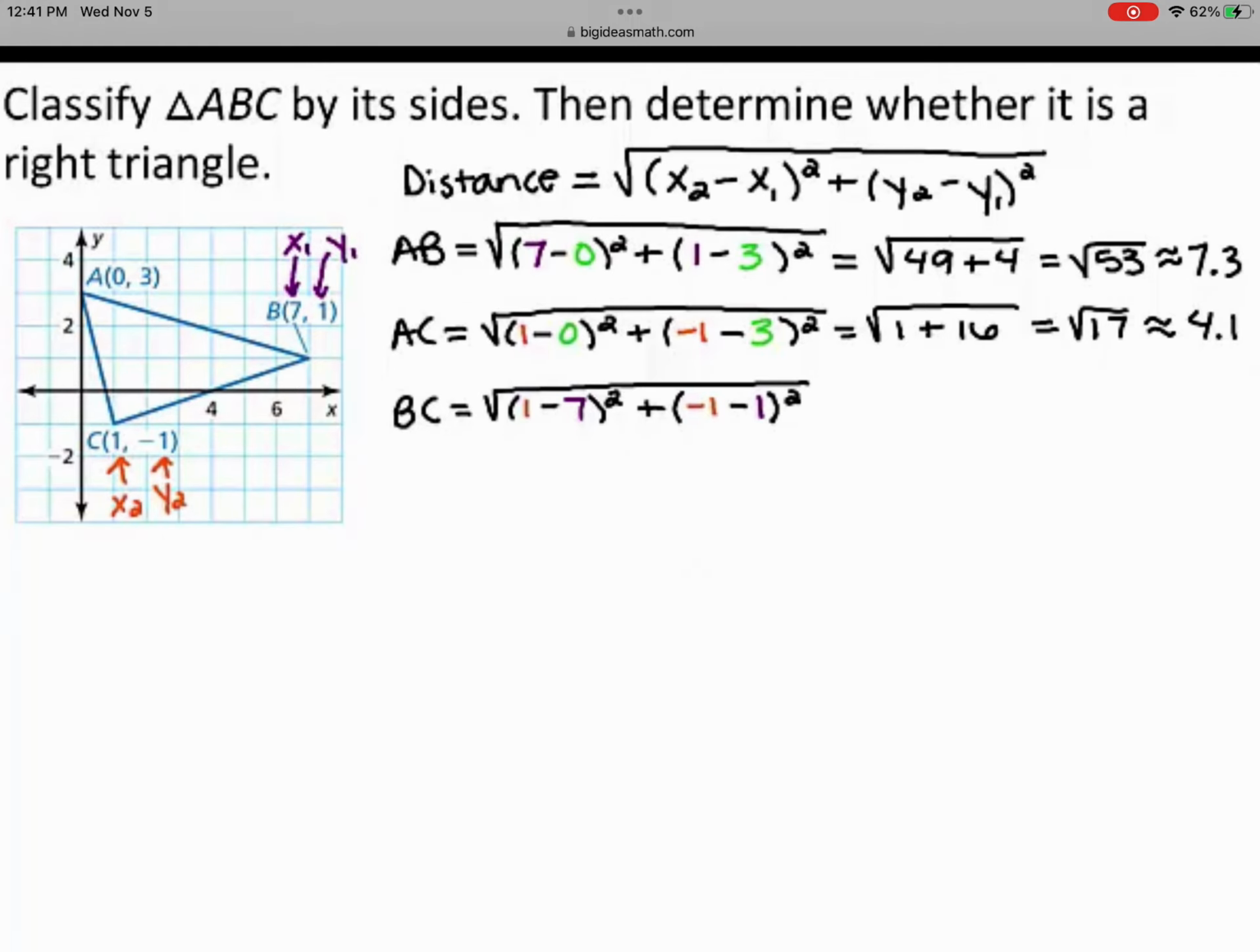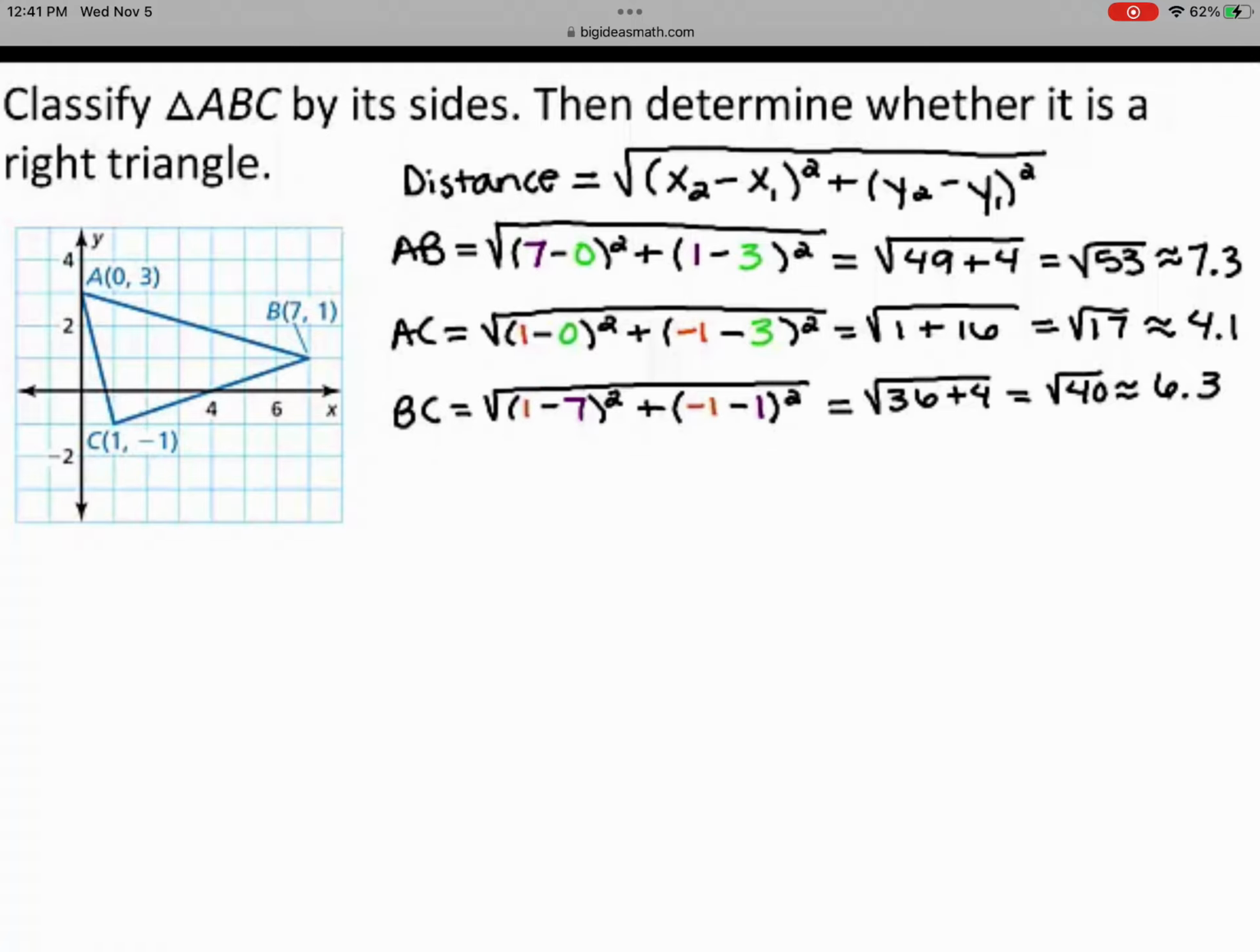When you simplify, 1 minus 7 quantity squared gives you 36, and negative 1 minus 1 quantity squared gives you 4. 36 plus 4 gives you 40. So the length of side BC is equal to the square root of 40, which is approximately equal to 6 3/10.